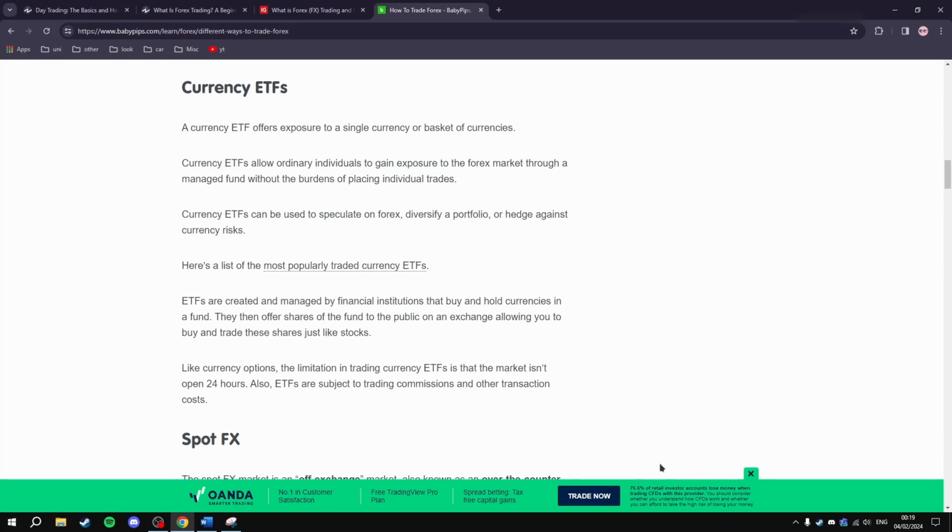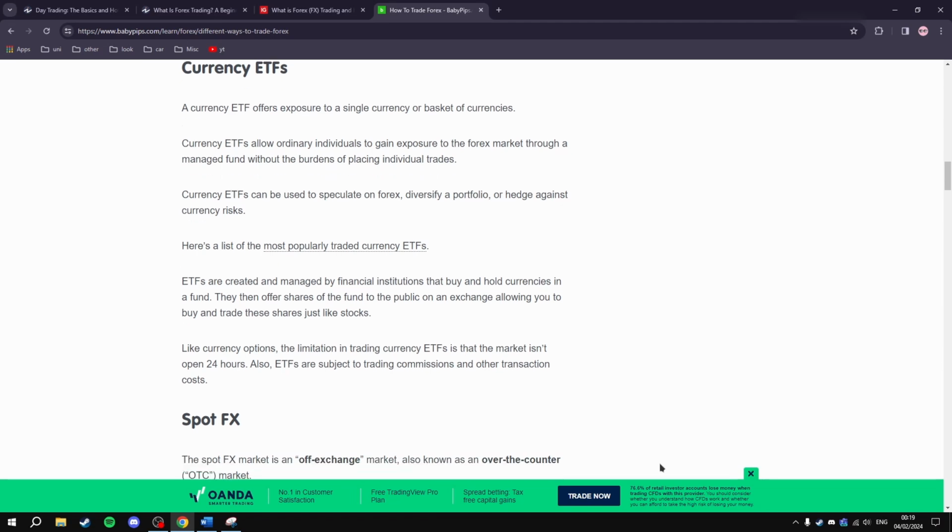Here's a list of the most popularly traded currency ETFs. ETFs are created and managed by financial institutions that buy and hold currencies in funds. They then offer the shares of the fund to the public on an exchange, allowing you to buy and trade these shares just like stocks.